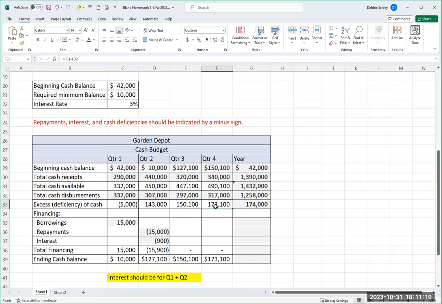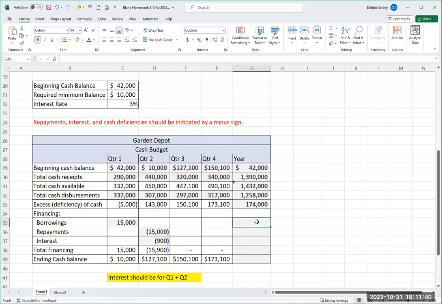And I've got $173,100. And so it's well above 10,000. So I didn't have to borrow anything else. So my ending cash balance should be 173,100. So we're going to see if I do this right in this column.